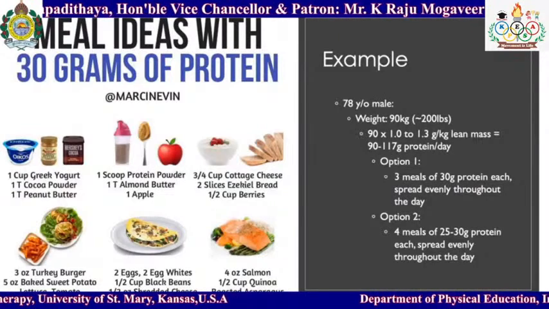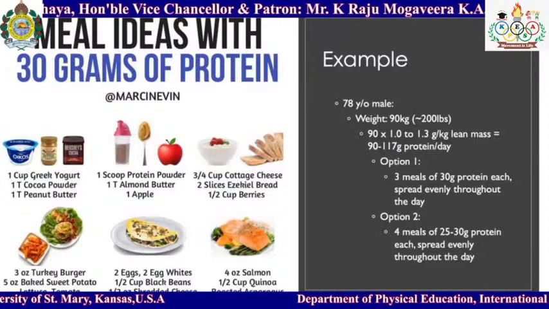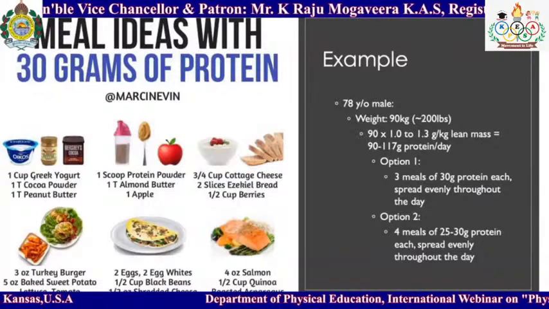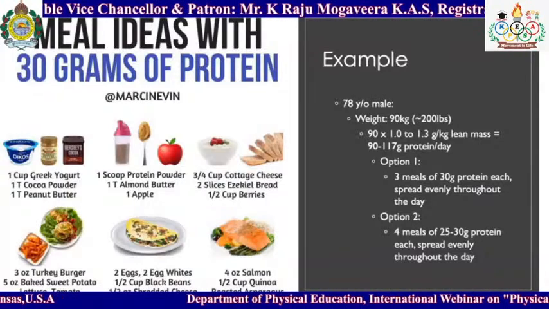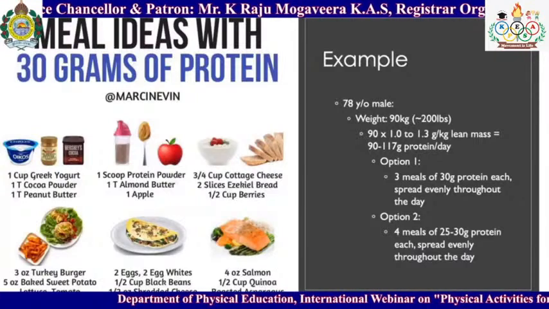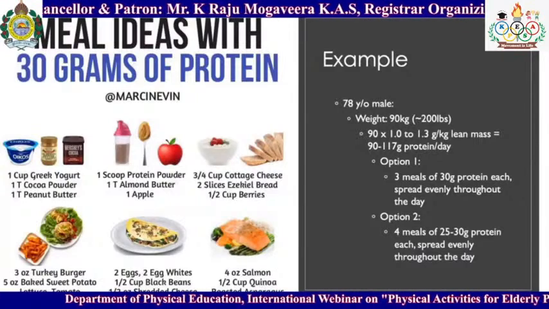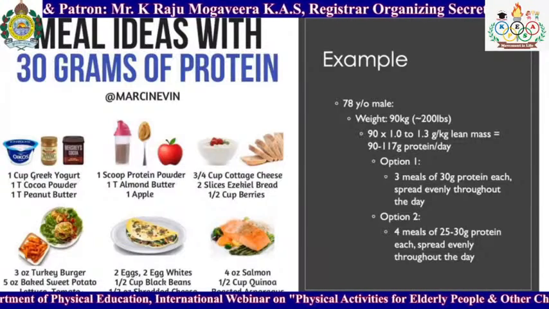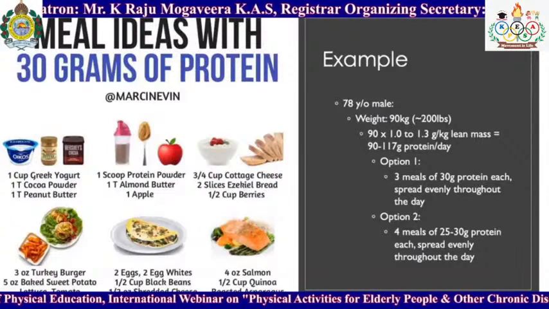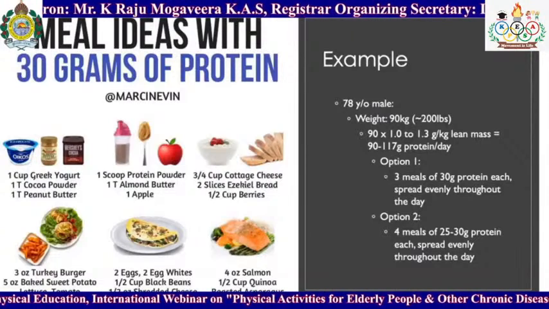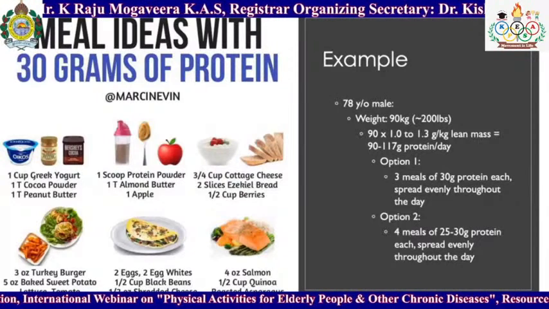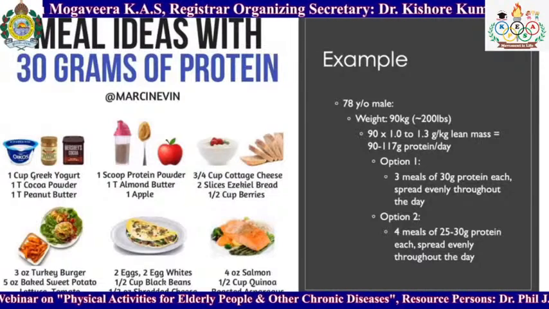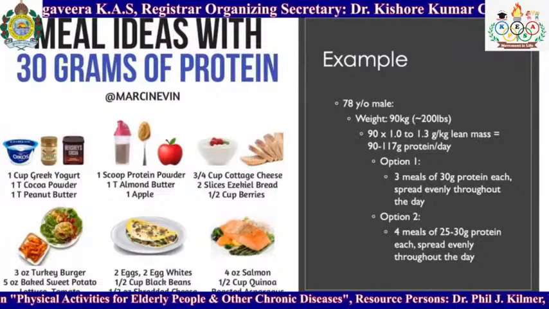So option one, on the lower end, would be to do three meals of about 30 grams of protein each, spread evenly throughout the day. Or if a person with a little higher appetite or higher activity level who could get four meals in a day, then you would recommend them doing four meals of about 25 to 30 grams of protein each, spread evenly throughout the day. Four times 30 is about 120 grams. So, you know, that's the higher end of the spectrum. And three times 30 would be 90, the lower end. Either one would probably be fine and meet that minimum or maximum threshold without going over or without over-satiating our patients.